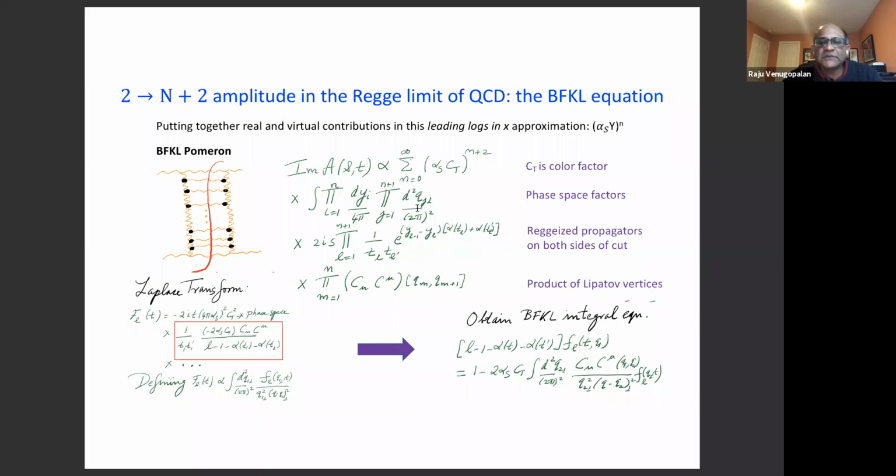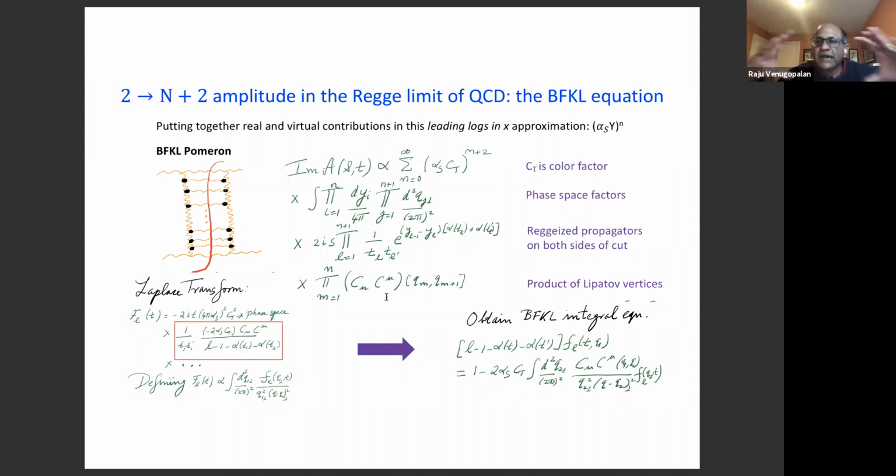So it's a product of all the phase space factors. And then you have a product of these propagators. So you have a propagator 1 over t from the amplitude, 1 over t prime from the complex conjugate amplitude. And then you have this virtual correction, right? You replace 1 over t by this factor. And so you get this factor of the rapidity divergence times this infrared Regge trajectory from both sides of the rung, this side and the other side. And then you have the product of the two Lipatov vertices, C mu times C mu. So this is this gauge invariant non-local vertex.